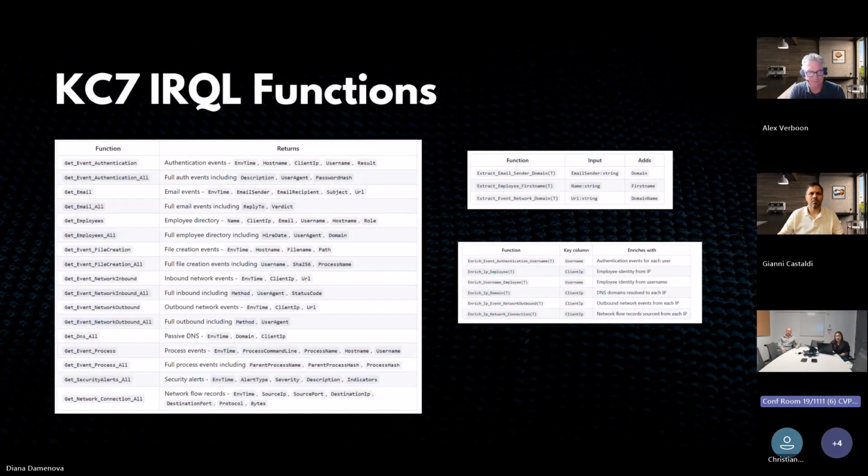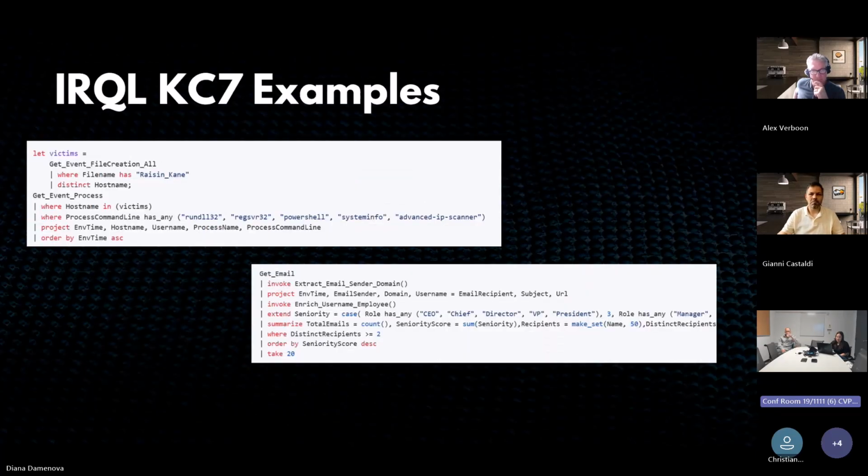We've released a set of KC7 IRQL functions on a couple of the modules that enable folks on these data sets to do gets, to do enriches, and to do extractions. These are on the actual KC7 clusters, and we've released some onto Twitter, LinkedIn, and GitHub. Essentially you're able to solve a couple of the KC7 modules completely with IRQL functions.